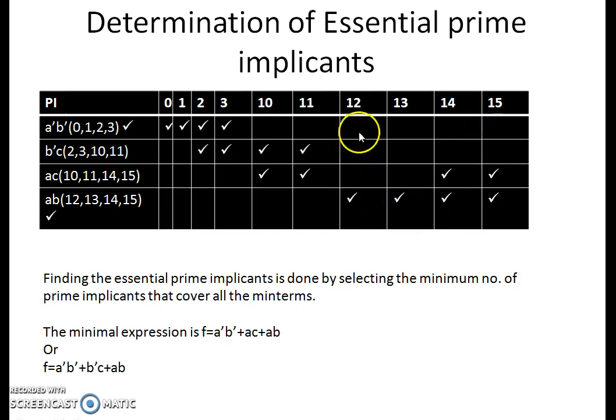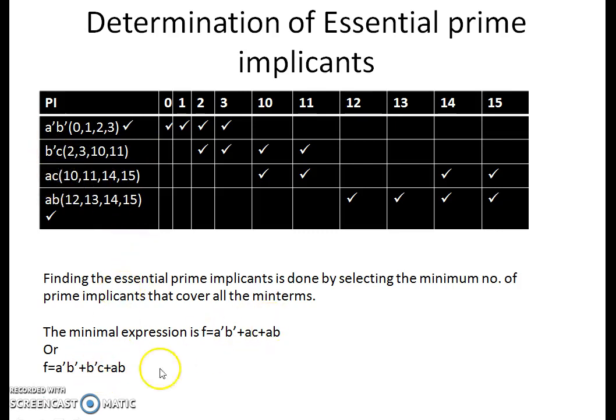Then I observe that 12 and 13 also have a single check mark. So 12, 13, 14, 15 also becomes essential. So I have taken these 2 in my final answer. I have covered 0, 1, 2, 3 and 12, 13, 14, 15 from the first and the last row. But I am left with 10 and 11. If you examine, there are 2 check marks and the second and the third row both have 10 and 11. So I can either use B C or A C.